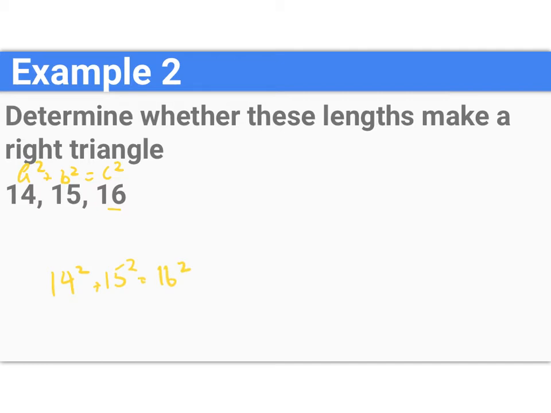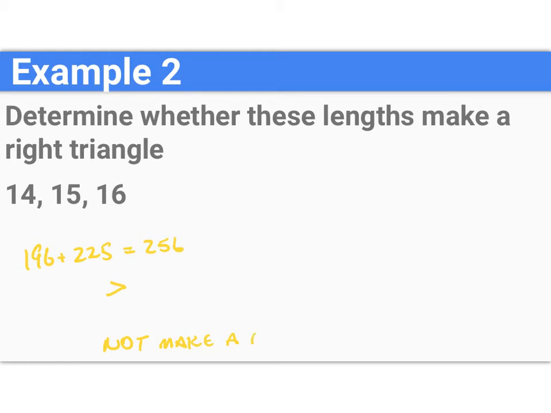Okay, so we just calculate. All right, 14 squared is 196, 15 squared is 225, and 16 squared is 256. And we can see that these added together are bigger. Doesn't matter what the math is. I'll do the math for you. But since this is bigger, this does not make a right triangle.